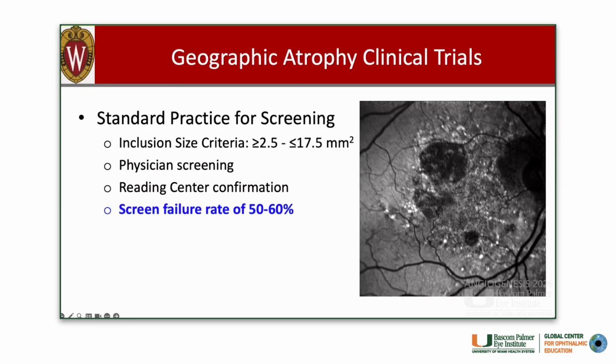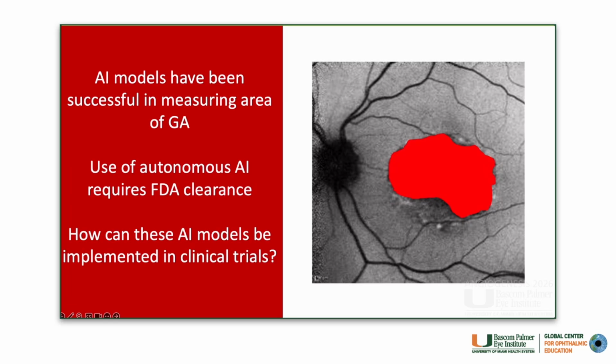We all know that in geographic atrophy clinical trials, there's a standard practice for screening patients. There's the inclusion size criteria, the physician screening, and the reading center confirmation. And because it's difficult to assess GA area, we see a screen failure rate of 50 to 60%. We also know that many groups have developed AI models, and they've been successful in measuring area of GA. But the use of autonomous AI in the clinic requires FDA clearance. Our question is, how can we use these AI models and implement them for research and clinical trials?